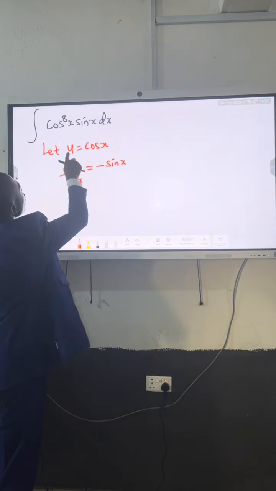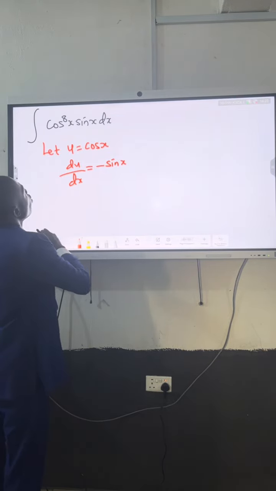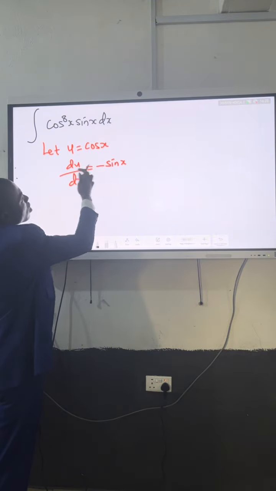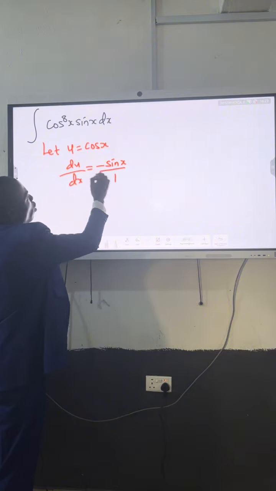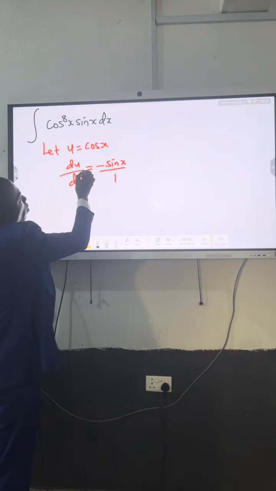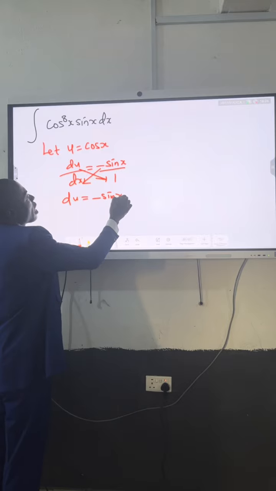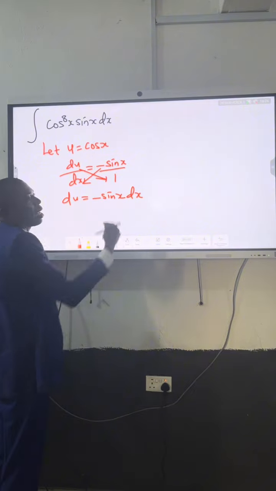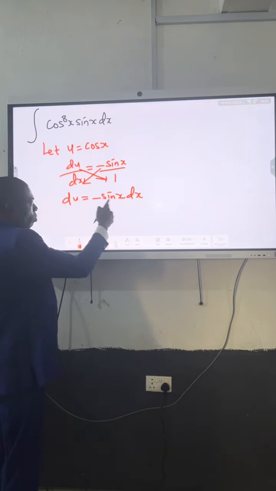Because of this assumption, you are trying to transform everything to u now. So you make dx the subject of the formula. How do you do that? You can multiply both sides by dx, or make this one a fraction and cross multiply. If you cross multiply, we are going to have du is equal to negative sine x dx. But remember, the target is to make sine x dx the subject of the formula, so divide all through by this.